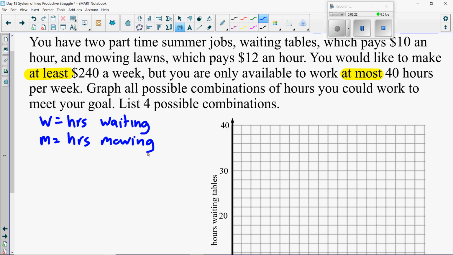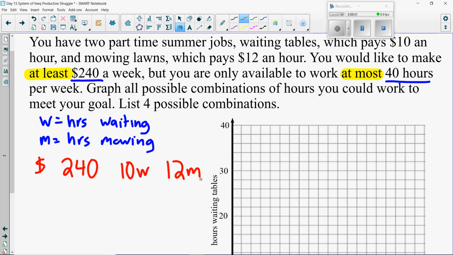And we're back. Great. So the inequalities, again, just like with equations, we want to look at the 2 totals. So total $240, a total of 40 hours. So let's do the dollars first. So you want to make at least $240. Well, you get $10 every hour that you wait tables. You get $12 every hour you mow.